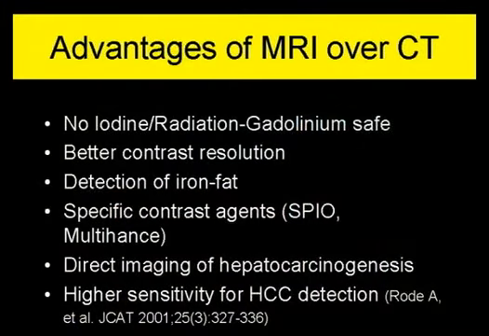So I do mostly MRI, but do some CT, but I'd like to convince you that MRI is better than CT for evaluation of chronic liver disease. It's radiation-free, as you may know. Gadolinium is generally safe, non-nephrotoxic. MRI has a better contrast resolution and can easily detect iron and fat.